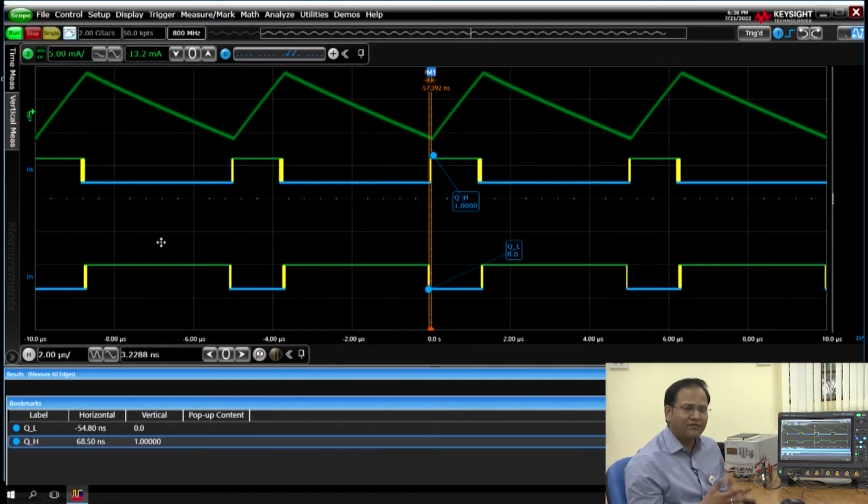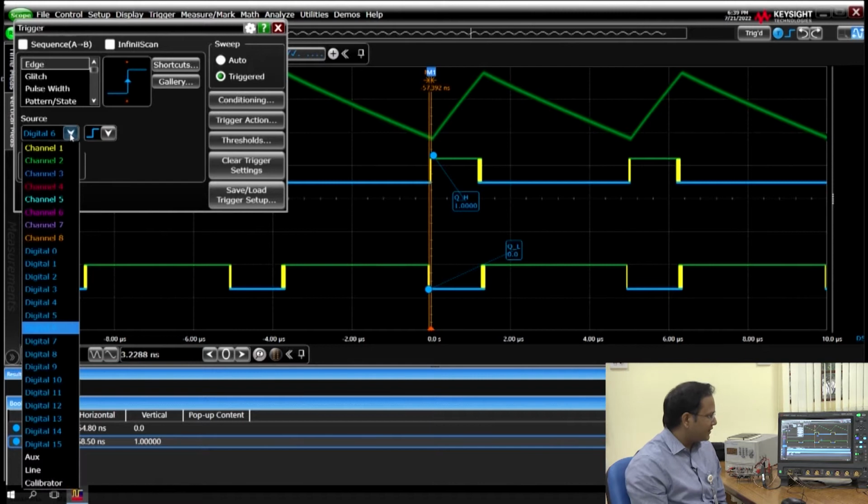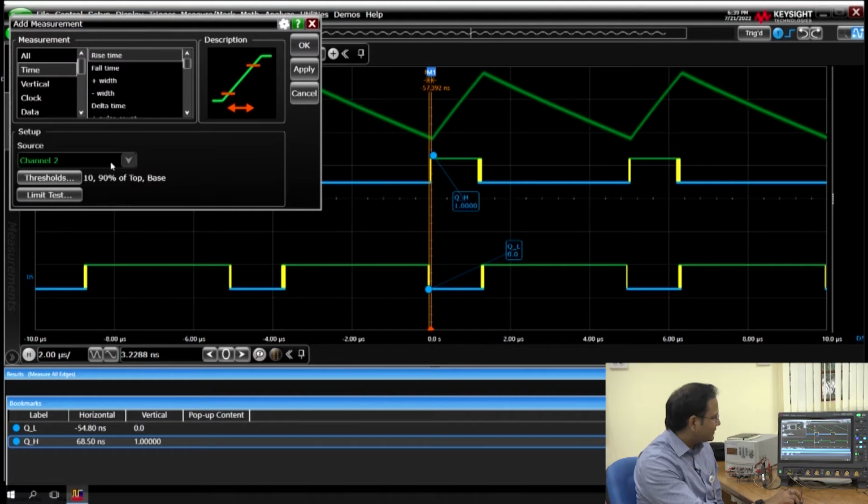There are a couple of triggers that can be done on the specific channels. From the trigger menu, you can simply set up the type of triggers that can be done on a digital channel or on the analog channels. So you can choose a combination on which you want to trigger. Along with that, you also have multiple measurements which can be selected on the specific channel respectively.